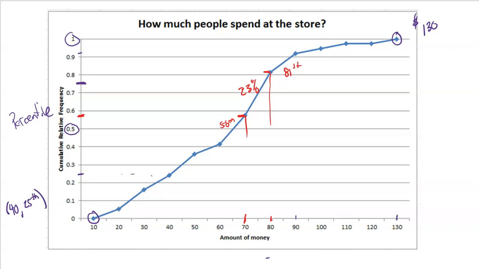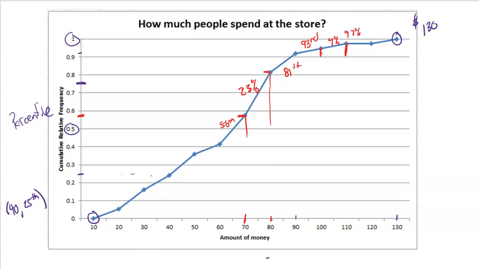So the steepness of that line is showing me that a big chunk of the data fell in that range. Whereas a less steep line, like right here from 100 to 110, was a very small change, maybe from like the 93rd percentile to the 97th percentile. So again, that's only about 4% of people in that range, 100 to 110. So steeper means more people, more data were in that range.